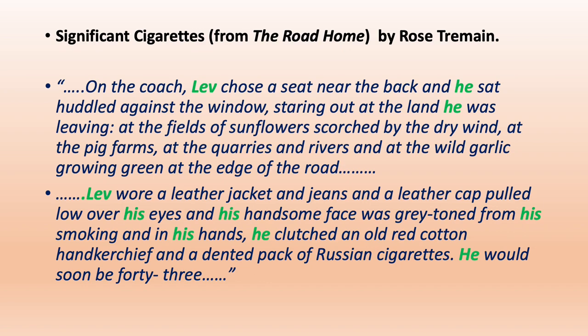Well, now let's take another example from your syllabus, that is Significant Cigarettes. Here Rose Tremain narrates Liv's experience while traveling to another country. Third person pronouns such as he, his, and the personal pronoun Liv imply its third person narration. Now we have come to the end of how to identify the perspective of the authors in literary texts.